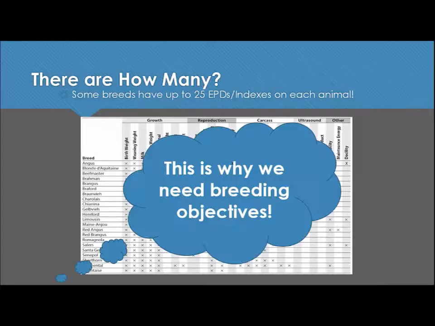So one of the really important steps that I like to work with people on is developing a breeding objective. Once we have that objective, that tells us which of those traits we need to focus on so that we can actually make progress in those traits and make some sort of economic impact for those producers.